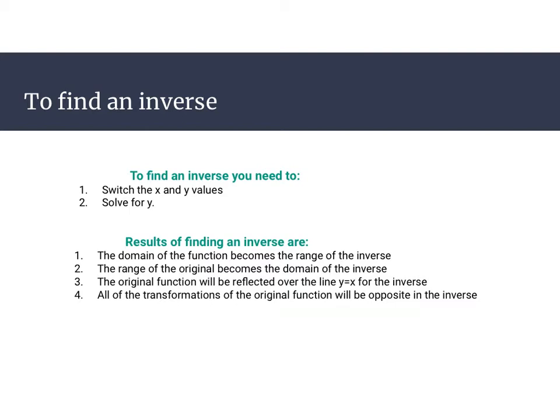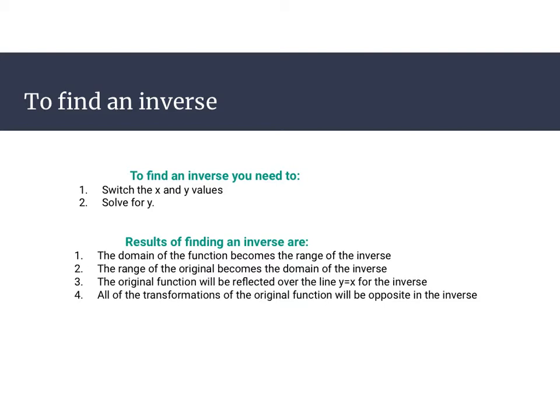The result of finding the inverse is that the domain of the original function becomes the range of the inverse. The range of the original function becomes the domain of the inverse. The original function will be reflected over that line y equals x for the inverse. And all of the transformations of the original function will be the opposite for the inverse. Again, if something had an impact on the x, now it will have an impact on the y.